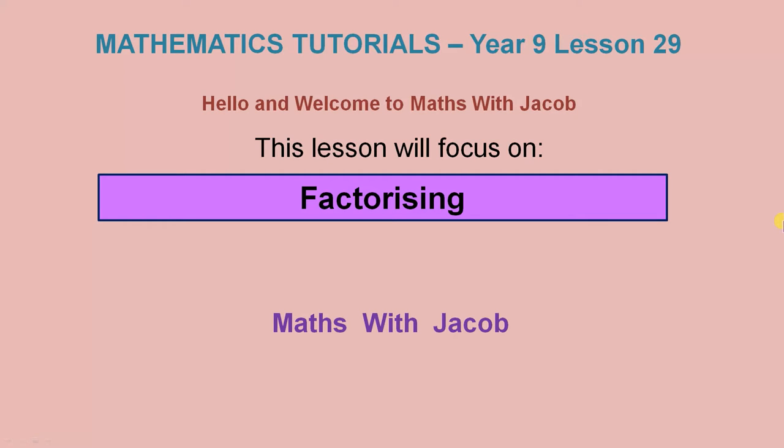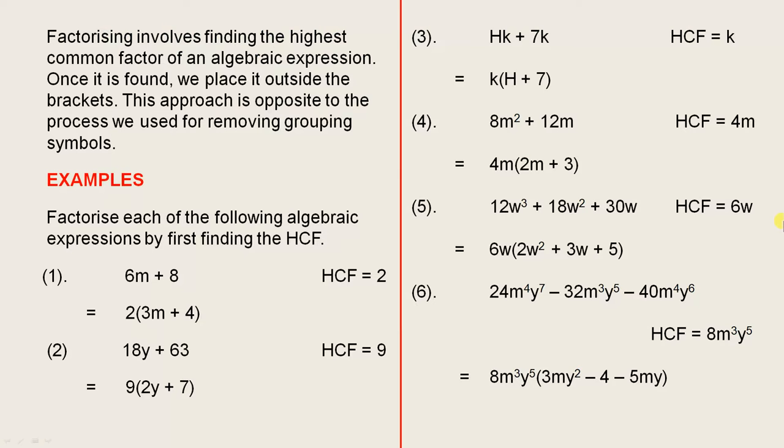This lesson will focus on factorising. Factorising involves finding the highest common factor of an algebraic expression. Once it is found, we place it outside the brackets. This approach is opposite to the process we used for removing grouping symbols. Let's look at some examples.